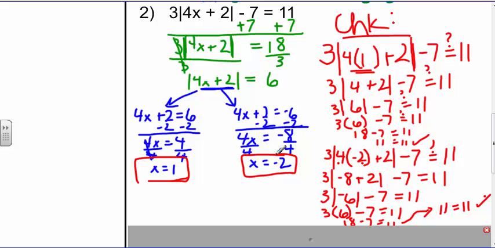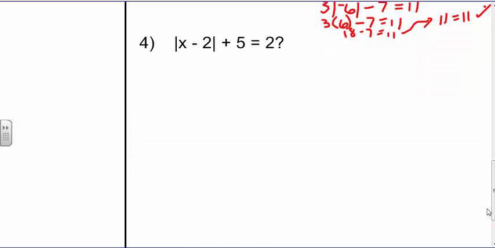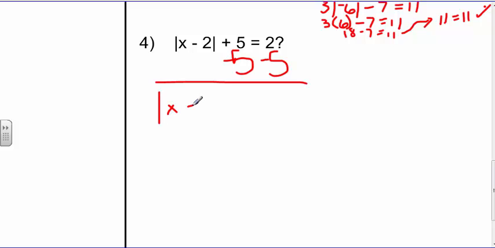Okay, one more real quick. Another special case. Again, you want to isolate the absolute value first. So I'm going to subtract 5 from both sides. Subtract 5 from both sides. I get the absolute value, x minus 2. Absolute value equals 2 minus 5 is negative 3.